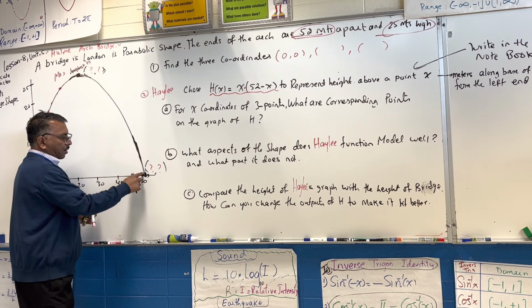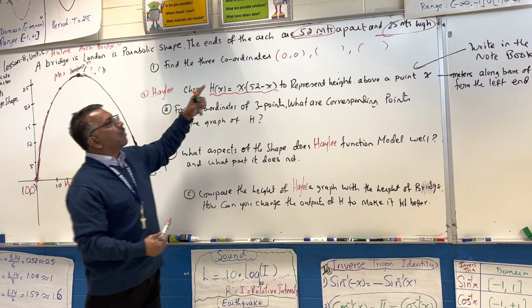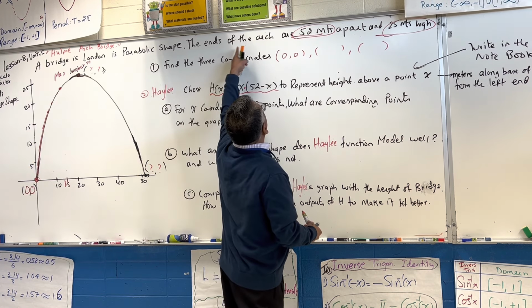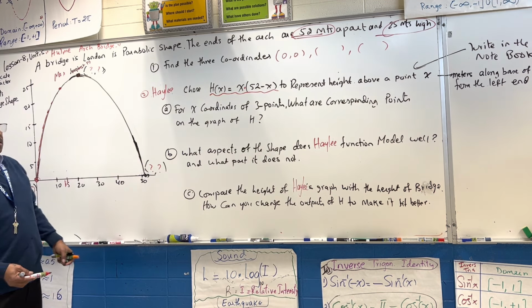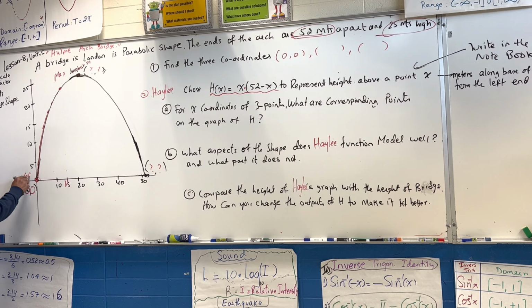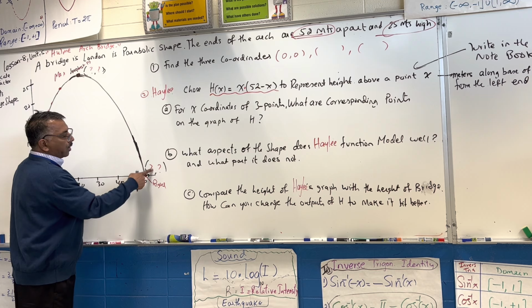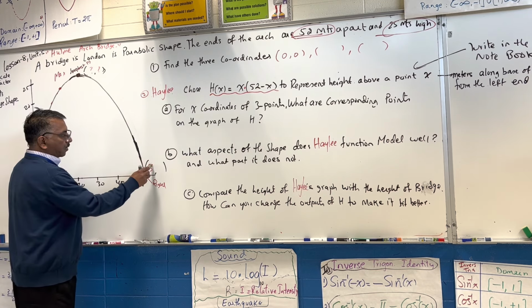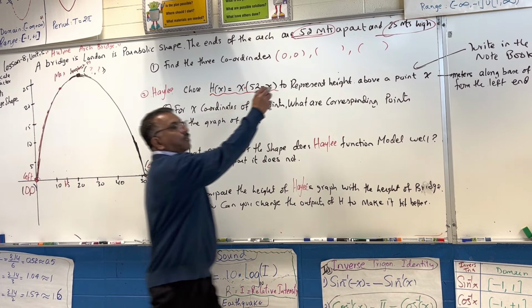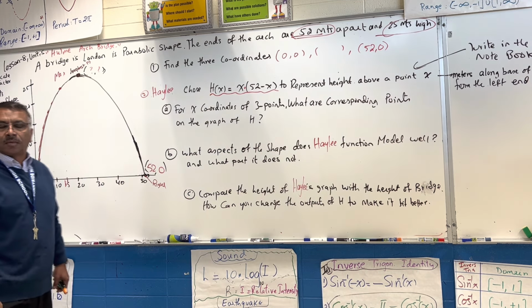Miguel, what should be this? Just the end point. The ends of the arch are 52 meters apart. Now remember, this is the left end of the arch. This is the right end of the arch. So, what is this point? 52, and what else? 0, very good. So that's 52. So far so good?